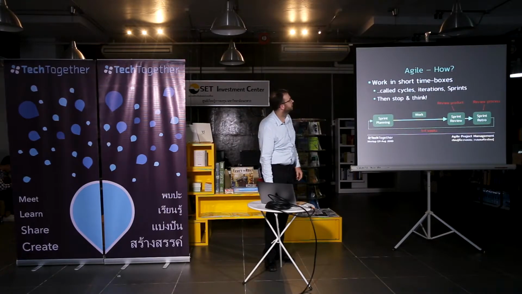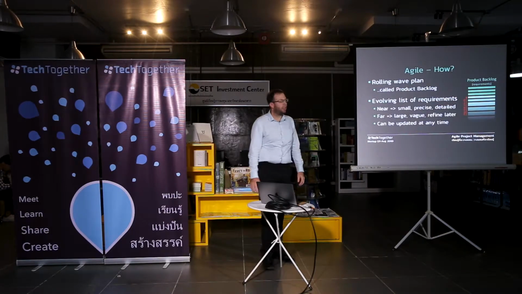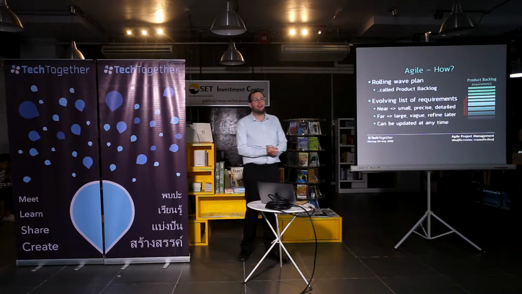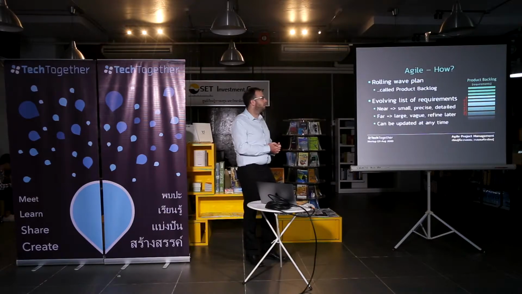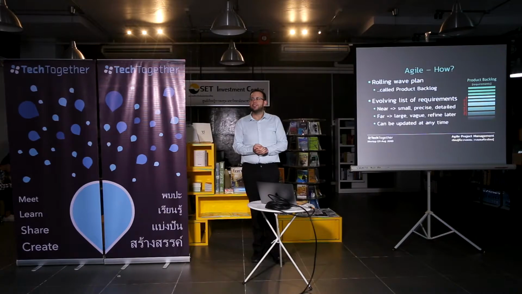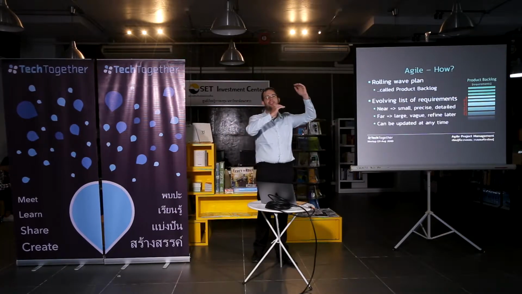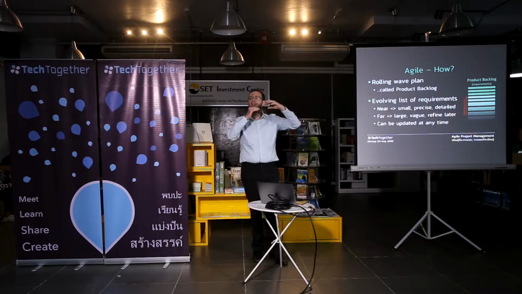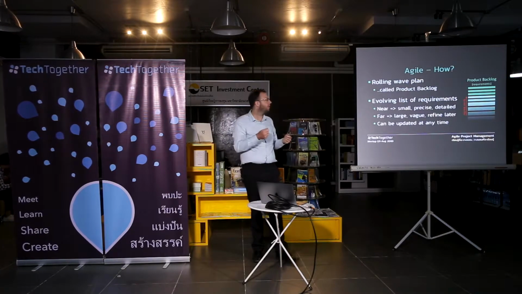Okay, second idea. Rolling wave plan. So the idea of a rolling wave plan is that you prioritize the things that you need to do. You put the high priority ones at the top, and you add the detail to that. You analyze them, you put the effort into them.